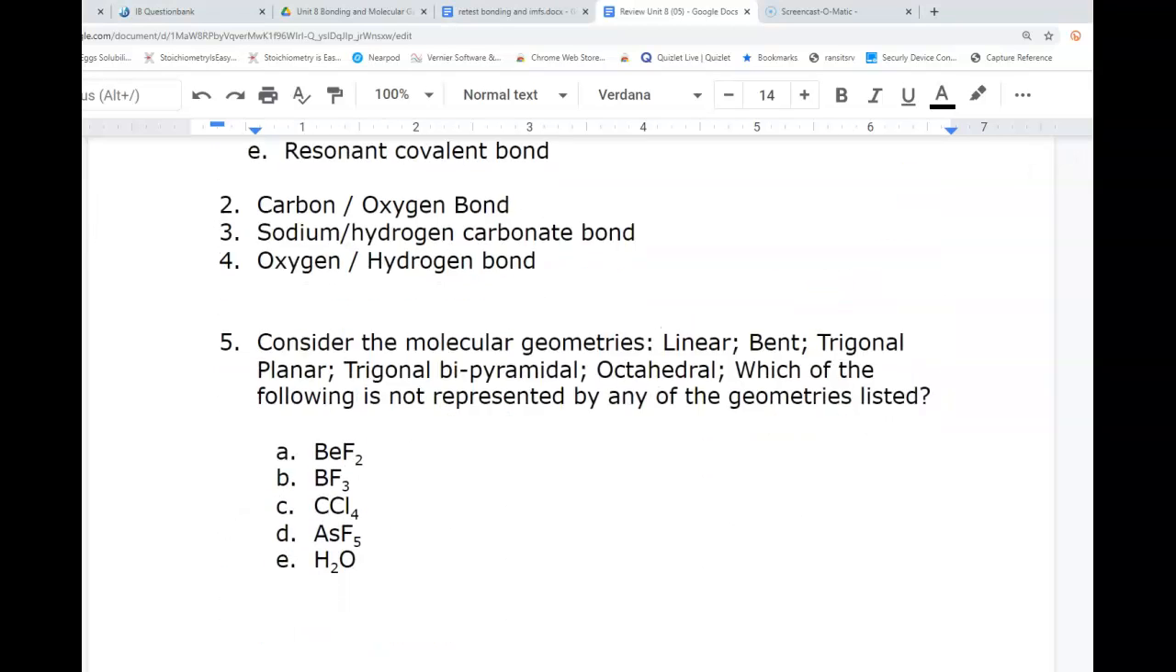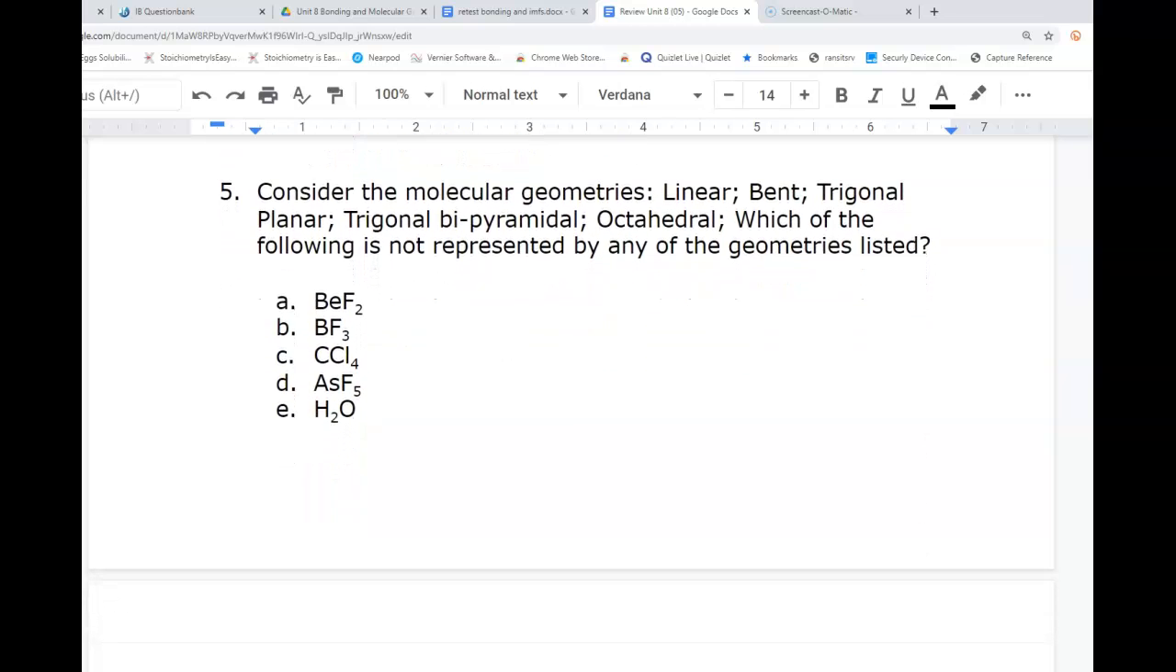All right, let's continue on. Number 5, consider the molecular geometries of linear, bent, trigonal planar, trigonal bipyramidal, and octahedral. Which of these geometries is not represented by any of the geometries listed? So we end up with some drawing that we have to do. We're going to have BeF2, and this is the way this one comes out with all of these electrons here. Be is one of those that bonds with only 4 total electrons around it, so it's special, and so we'd have to call that one linear.